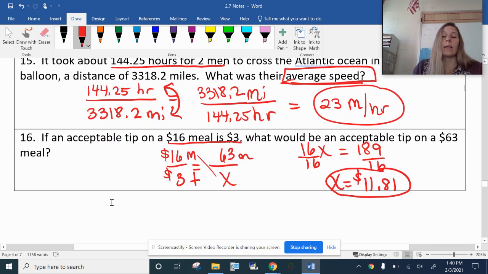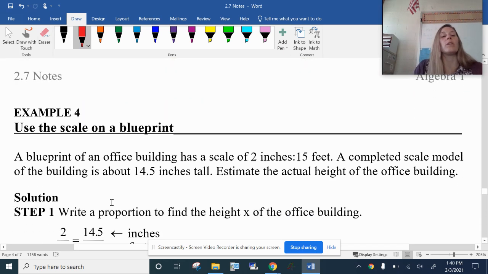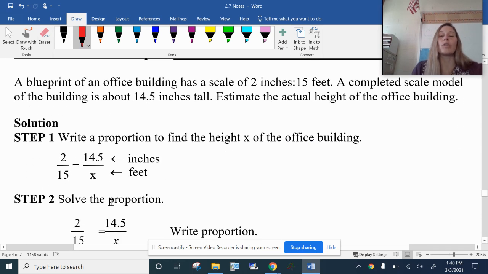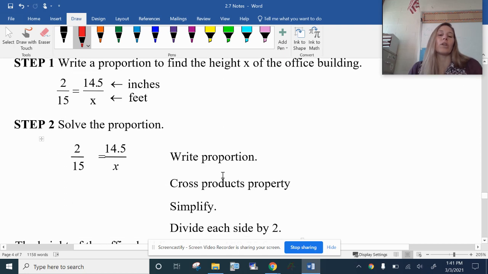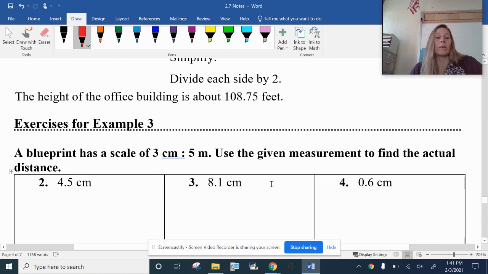All right, so the last thing on the last page here is just using scales on blueprints, which is really just the same thing we just did. If you have a scale of 2 inches to 15 feet, then you would have a drawing of 14.5 inches. How many feet would that be in reality? You set up your proportion, cross multiply, and solve it.